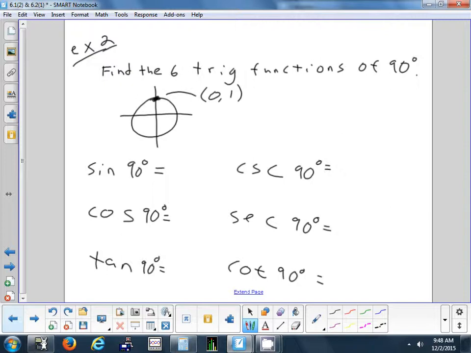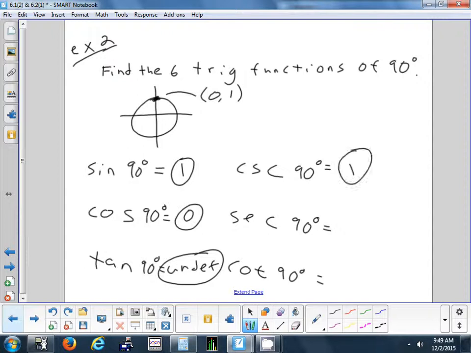All right, now this is going to be really quick. What's my sine? 1. My cosine? 0. And my tangent, just imagine dividing these two. 1 over 0. When you're dividing by 0, that's undefined. My cosecant, 1. My secant, undefined. I think we already did this one. This was the first problem I gave you. And the cotangent? 0.